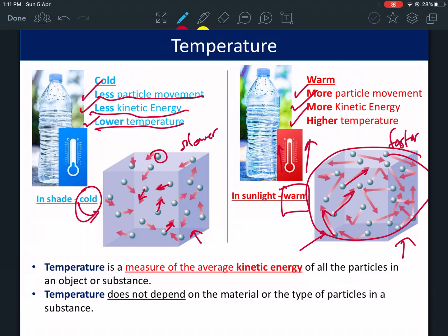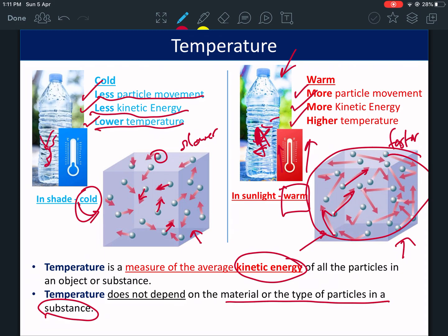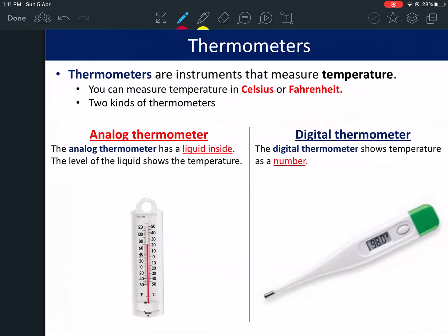You look at the thermometer here. It does not depend on the material type or the substance. Temperature only depends on the movement of the particles inside. And the hotter an object is, the faster the particles are moving. So here, in the warm bottle, the particles are moving faster. In the cold bottle, the particles are moving slower. So this is what it means.